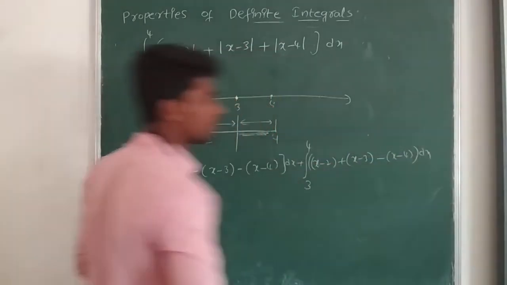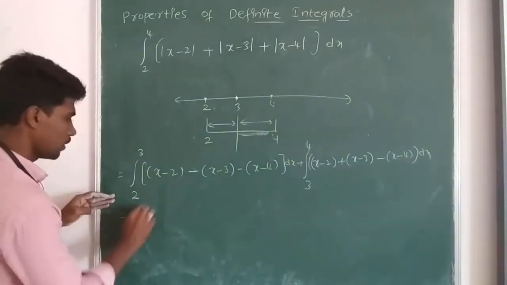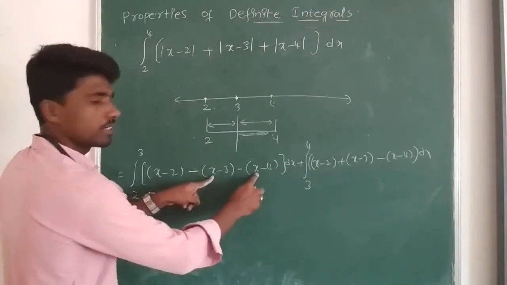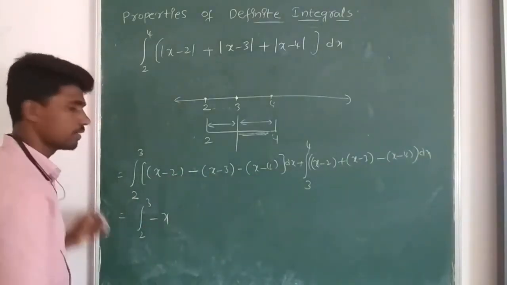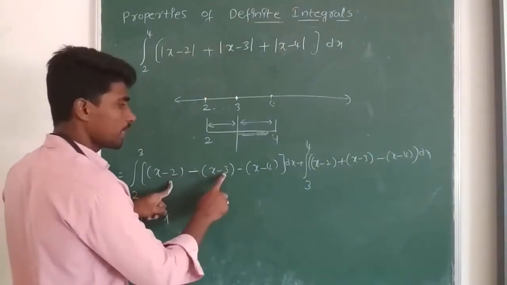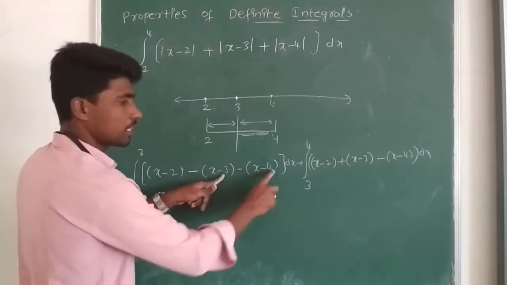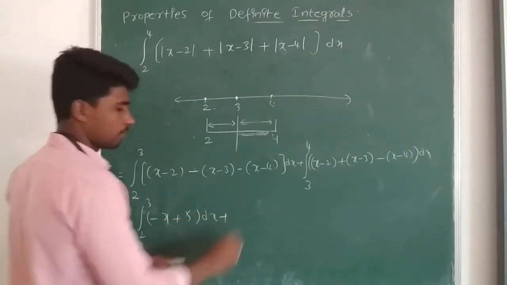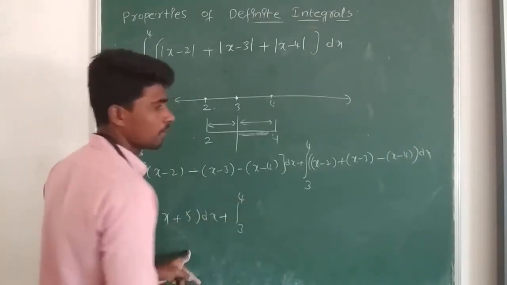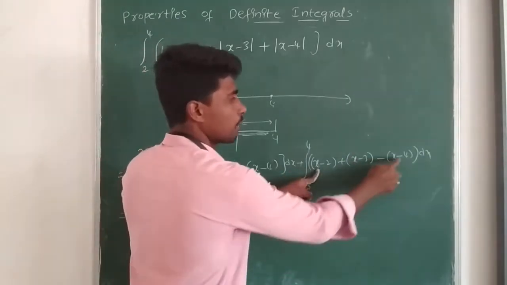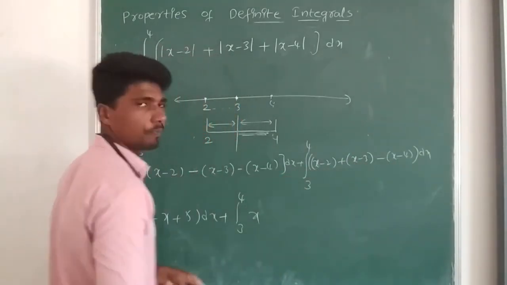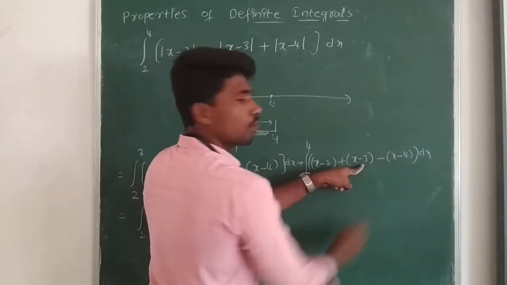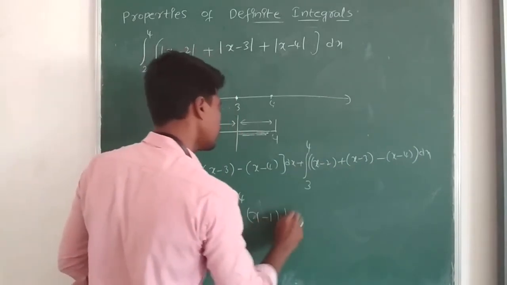Yes, I got it. So after that, integral 2 to 3. Simplify this: x minus x minus x, so I get minus x. Minus 2 plus 3 is 1, plus 4, so 5. dx. Plus integral 3 to 4: x plus x minus x, which is x. Minus 2 minus 3 minus 5, minus 5 plus 4 minus 1 dx.